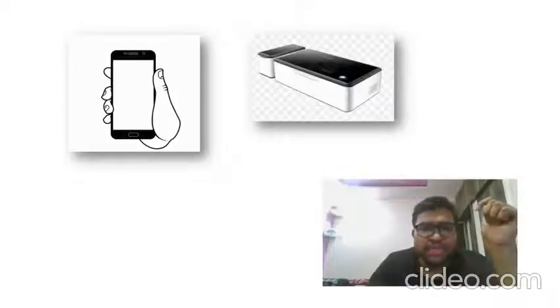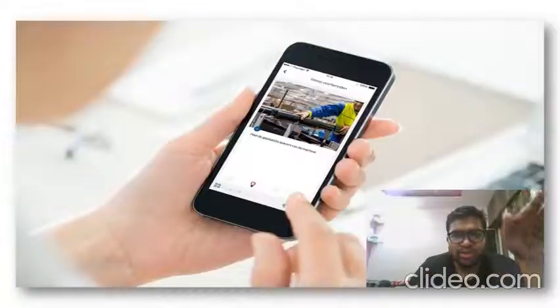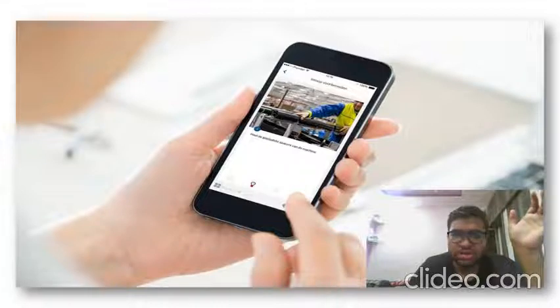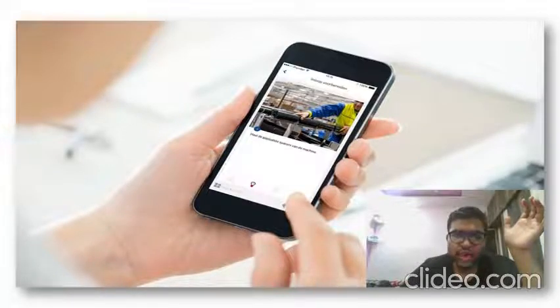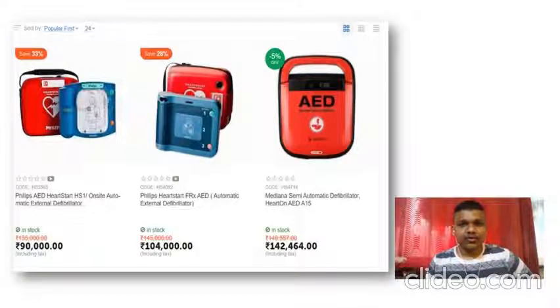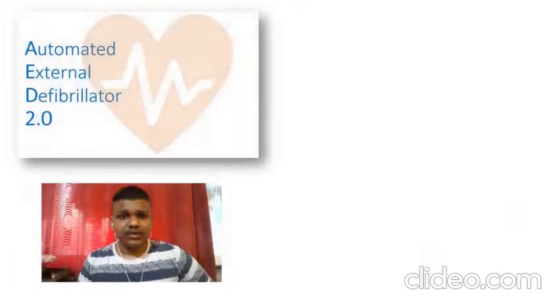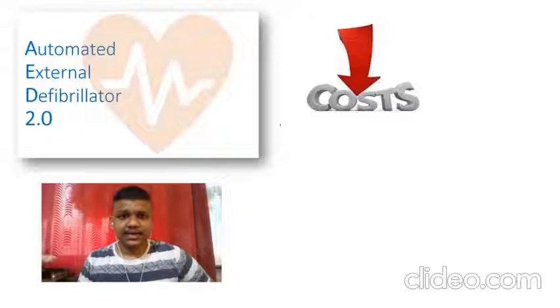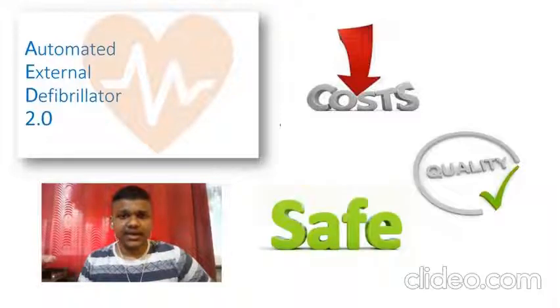It's as simple as connecting your smartphone to AED 2.0 and placing the defibrillator pads on the victim's chest. The user simply has to follow the instructions, which will be shown on the smartphone app in the form of videos, pictures, and audio. The AED 2.0 will do the rest, right from analyzing the patient's heart vitals to delivering a shock if required. The aim of AED 2.0 is to replace existing bulky and highly expensive AEDs. AED 2.0 not only promises an increase in portability and ease of use at 1/10 of the price of its predecessors, but does so without any compromise in quality and safety.